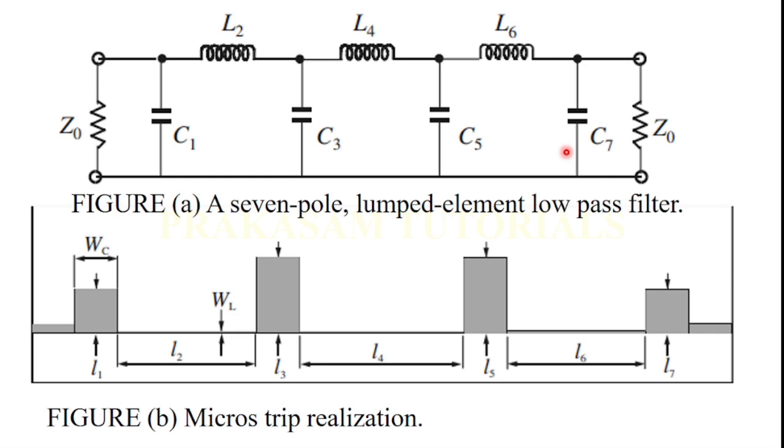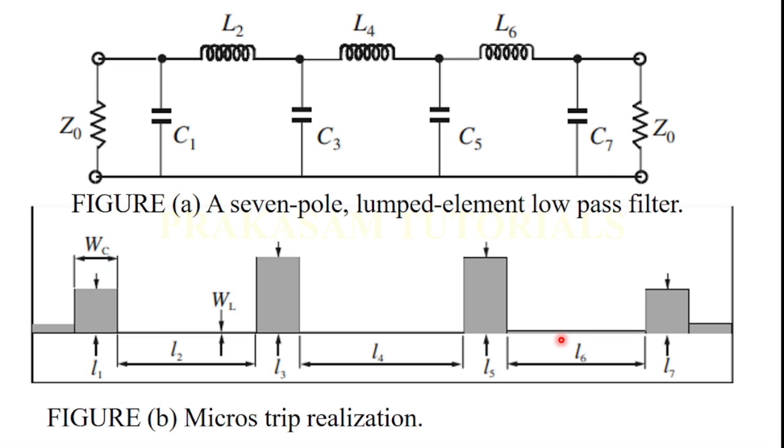That line width is WC, which is 5 mm, and three narrow microstrip lines, L2, L4 and L6, of width W suffix L, are for approximation of the series inductors.